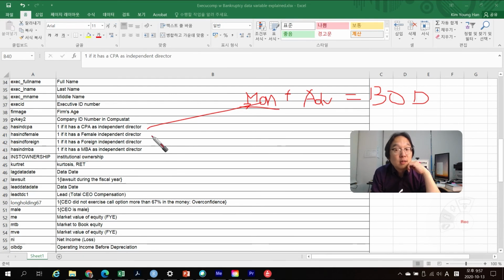Female directors, yes, we looked at the gender identification for independent directors. If there was at least one female over there, it is 1, otherwise 0. Foreign directors, the same thing. If the independent directors have at least one foreigner over there, it's 1, otherwise 0. And then has independent directors with MBA degrees, 1, same thing. Okay, this expertise issue is there, and the diversity issue of the board is an important aspect in corporate finance. Does it have anything to do with bankruptcy? I don't know. You can test it, right?